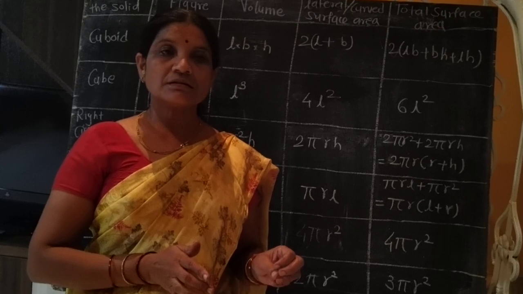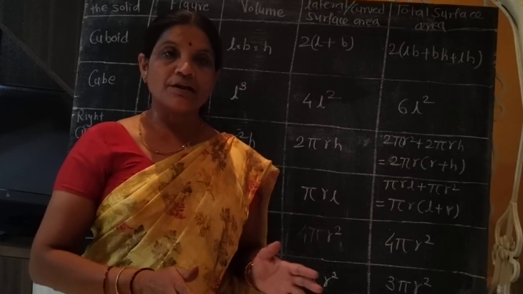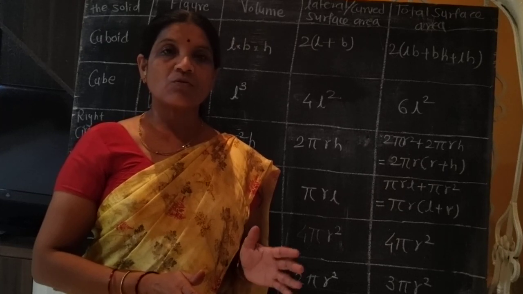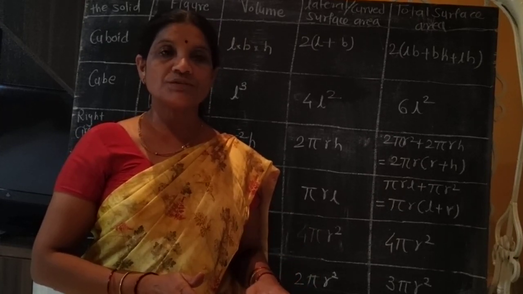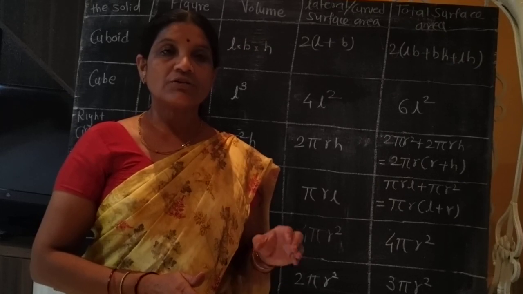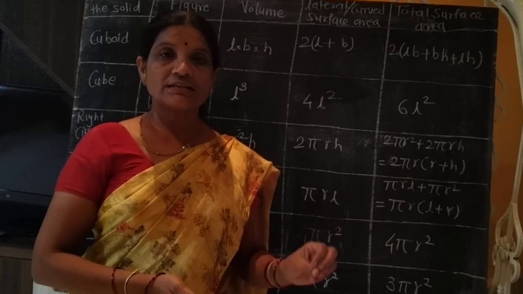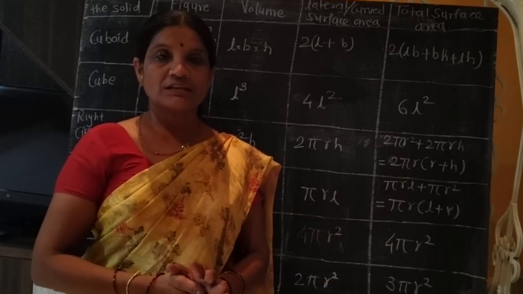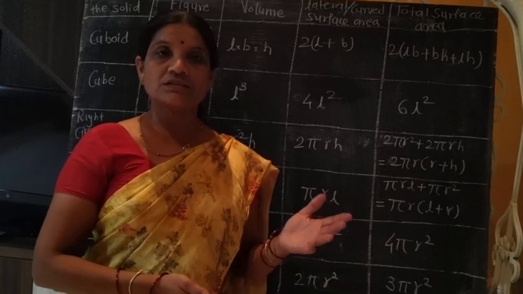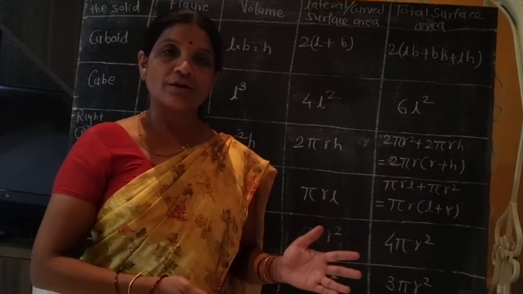Area is the field on the floor occupied by any object. For example, when we put any object on the ground, then it will occupy some space on that earth or ground. That is called area. And we already learned some formulas for area. For example, area of square is side square, area of rectangle is length into breadth, and so on.